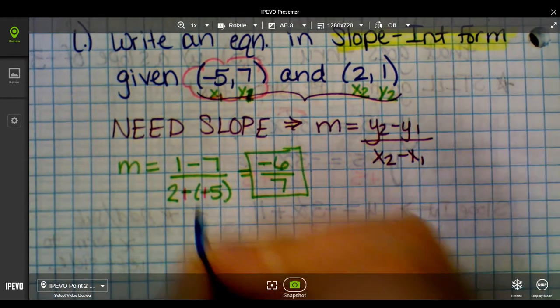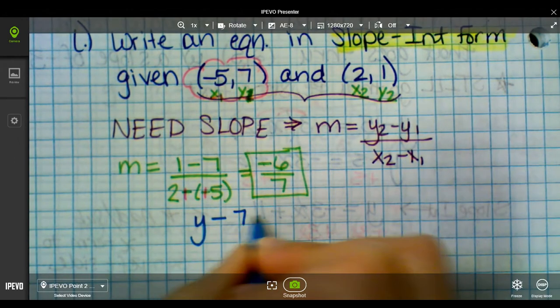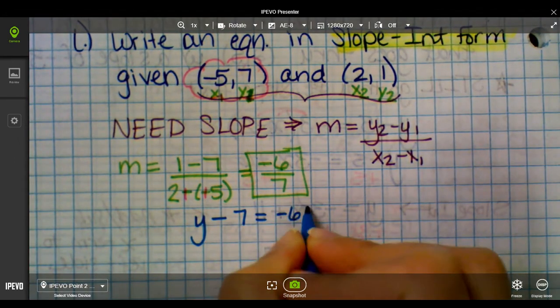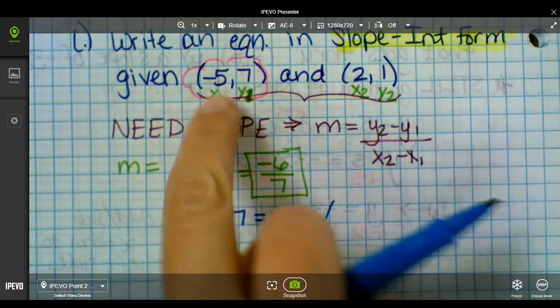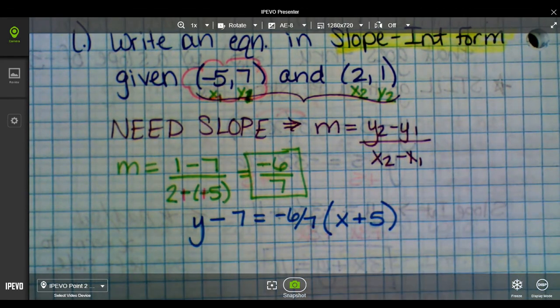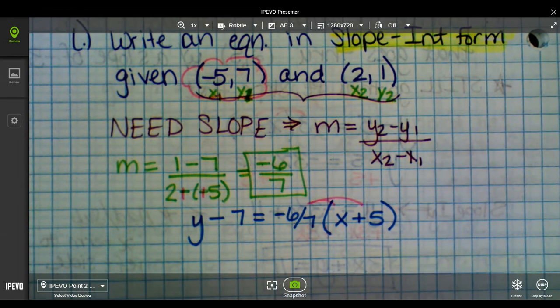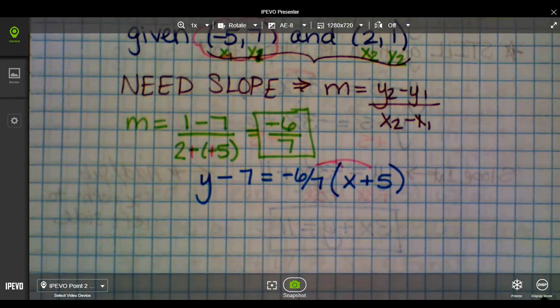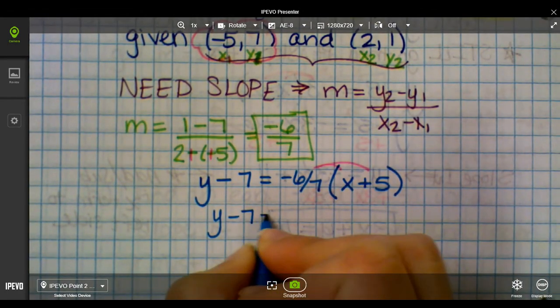So y minus y1, which is 7, equals my slope that I found, which was -6/7, times x minus x1. So x minus a negative is going to be positive. Then I just need to distribute my slope, and now I'm dealing with a fraction again. And will you have fractions on your test? Absolutely. So make sure you're not just skimming over this stuff, make sure you actually know how to do this.